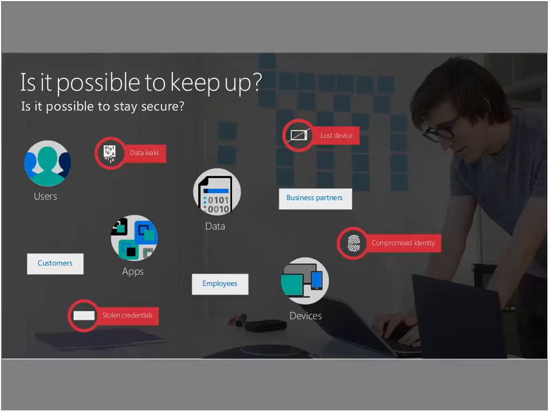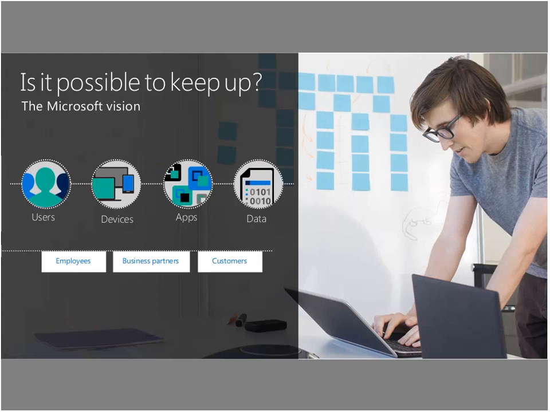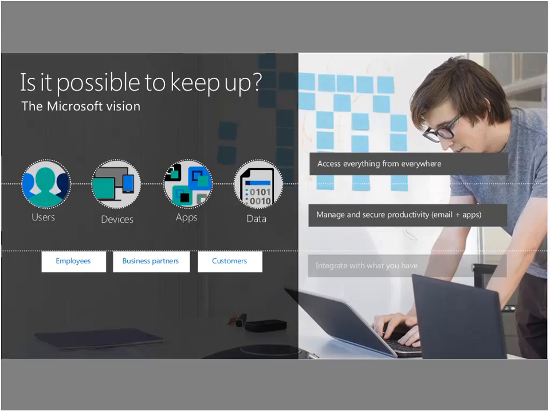So Microsoft really wants to think about this and get it more organized. How is it possible to keep up? Well, the Microsoft vision is to organize your users, your devices, your apps, and data, and put it on a platform where you can have all the security that you need, as well as still be able to interact with additional employees, business partners, and customers, and so forth. So here you're going to be able to access everything from anywhere, right? If I'm located at my desk, if I'm located at home, if I'm at a customer's site, how do I access my data and still keep it secure?